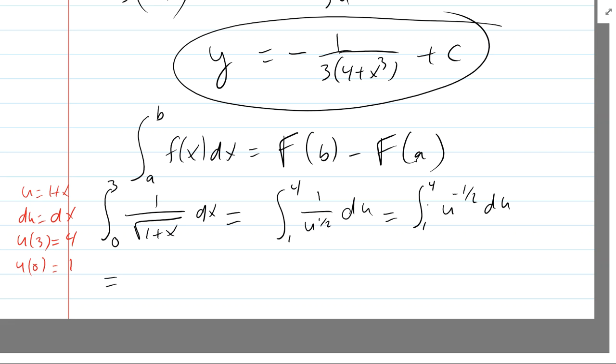So what's the antiderivative of something to the negative 1/2 power? So it's u to the 1/2 power divided by 1/2, but u to the 1/2 divided by half is the same as multiplying by 2, yes? Can I do that? If you need to write divided by half, write divided by the half. I'm not going to. I've had enough.